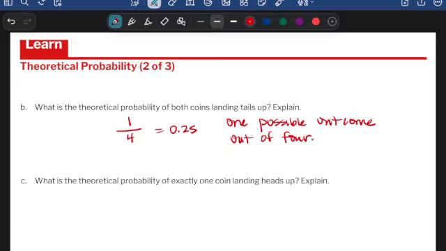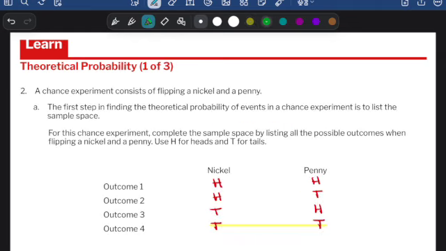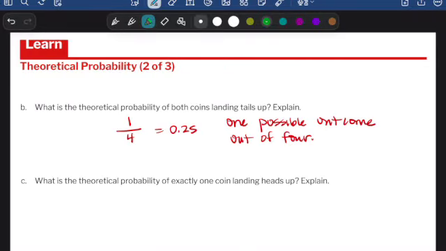What is the theoretical probability of exactly one coin landing heads up? So again, theoretical probability, what would we expect to happen? And we're looking for heads up. Just one of them needs to be heads up. Only one can be heads up, not both. So outcome number 2 gave us 1 heads up, and outcome 3 gave us 1 heads up. So 2 possible outcomes out of the 4 would give us 1 coin being heads up, which is, of course, 1 out of 2, or 50% chance of getting only 1 coin being heads up. That's the theoretical probability, what we would expect to happen.